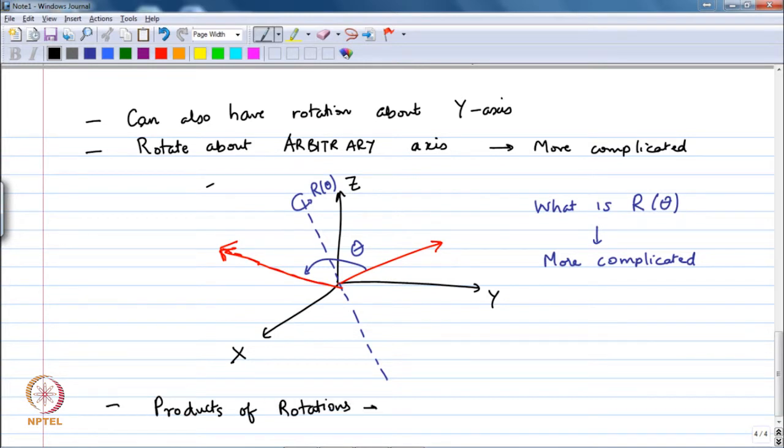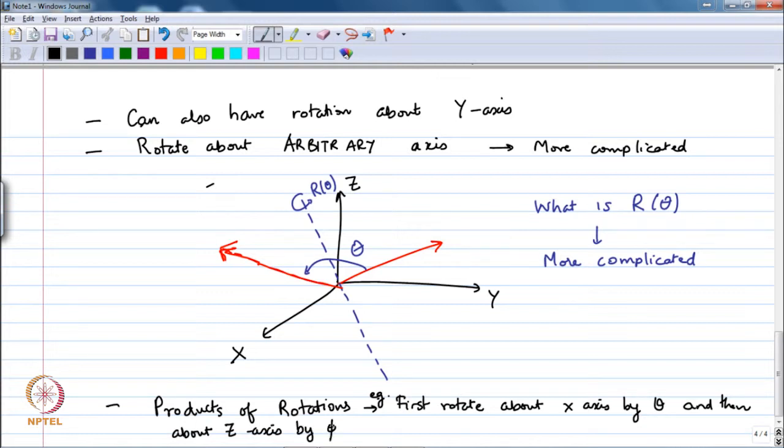For example, you could say first rotate about x axis by theta and then about z axis by phi. So, suppose you had something like that. So, the corresponding matrix would be given by something like this. So, the first operation is by r x by theta.